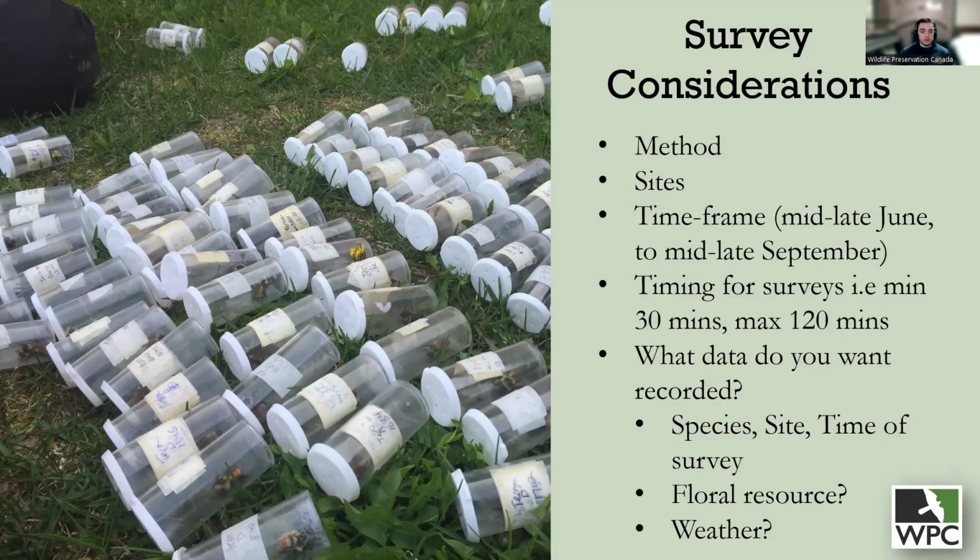Bee specific information might involve potential species ID, a tentative species ID, also what site you're surveying at, the time of survey. For individual bees, you might record the time of the capture to help you keep track of the individual bees in your survey collection, and the floral resource that the bee was observed on.